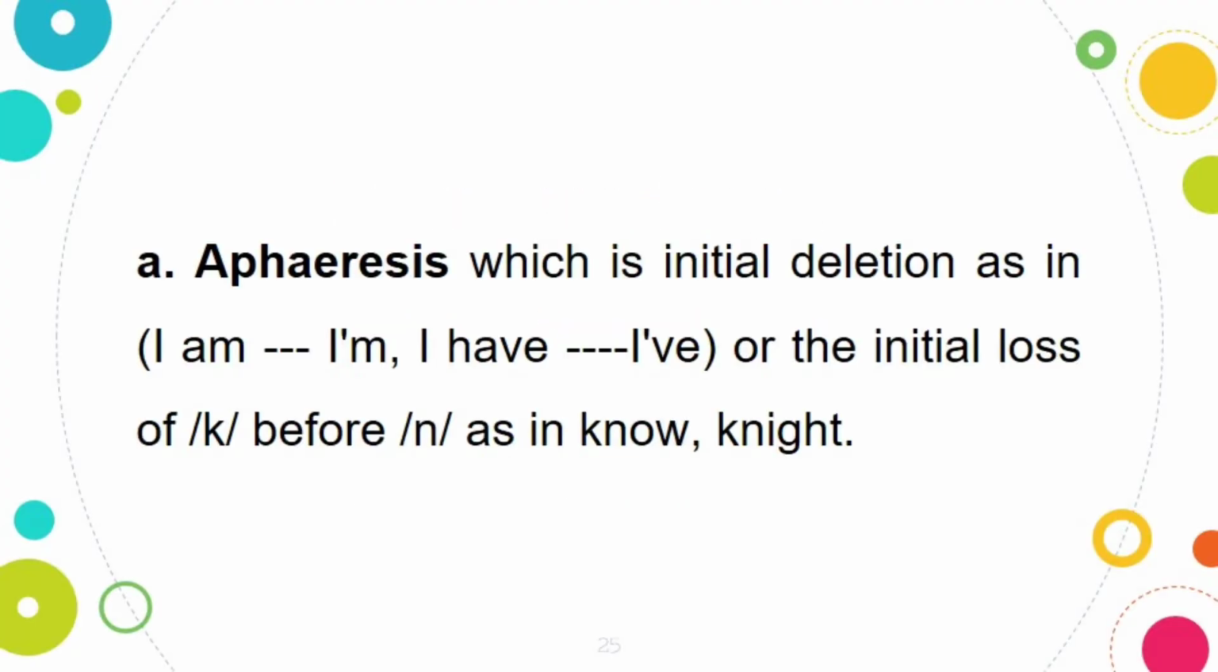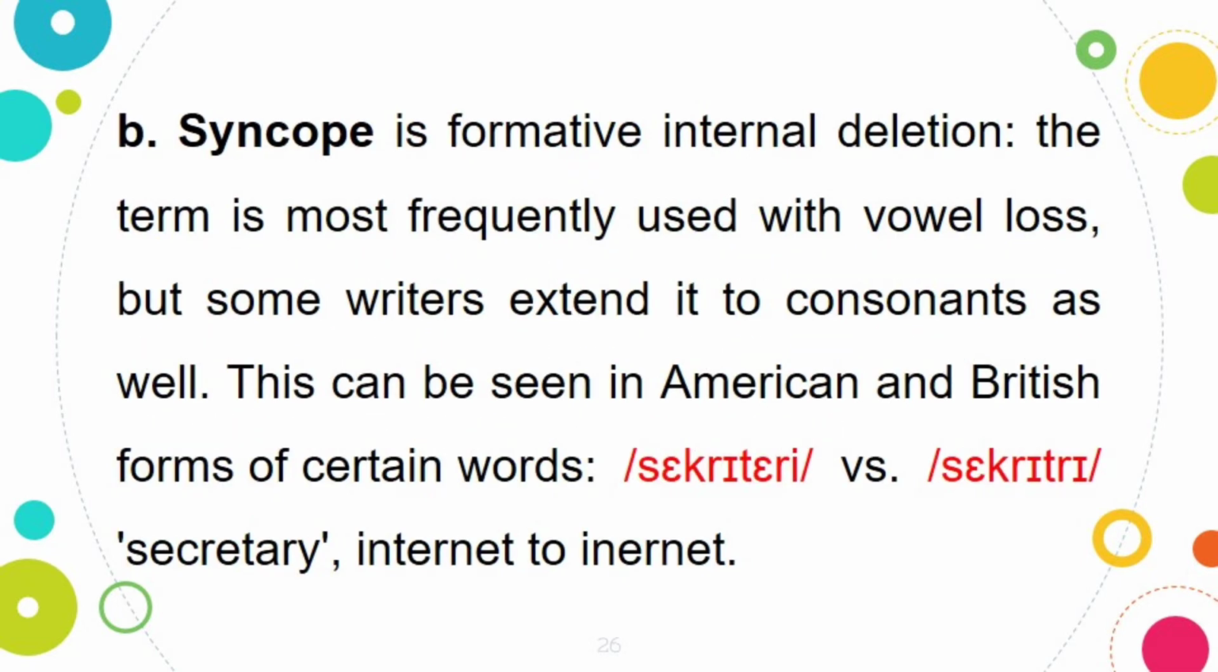Last in 1984 suggested the three types of deletion, first of which is apheresis, which is initial deletion, as in 'I am' to 'I'm', 'I have' to 'I've', or the initial loss of k before n, as in 'know' and 'night'. Syncope is formative internal deletion. The term is most frequently used with vowel loss, but some writers extend it to consonants as well.